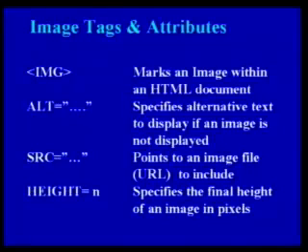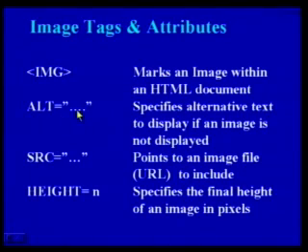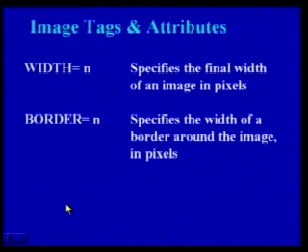Okay, we have other image attributes like alt, src, height, width, border, etc. Now, how do we define these? Alt is used for alternate text. That means if you use the alt attribute within the image tag, when you bring the mouse pointer over the image, it will show whatever text is written within the alt. Src points to an image file URL to include. Height specifies the final height of an image in pixels. Width specifies the final width of an image in pixels, and border specifies the width of the border around the image in pixels. Normally, the border of an image is 0, and if you want to specify a different border, you can use border equal to some other value.